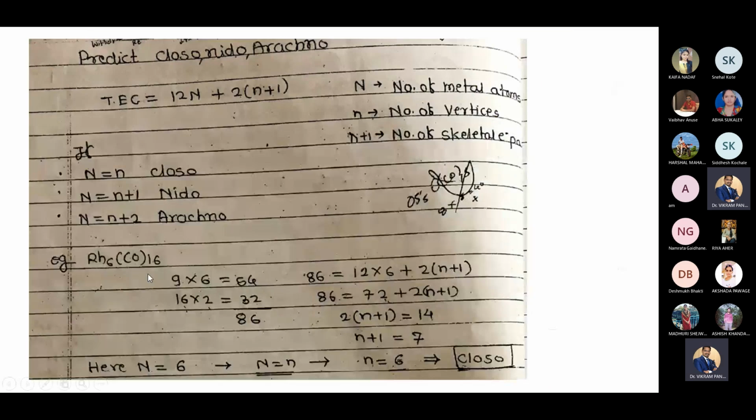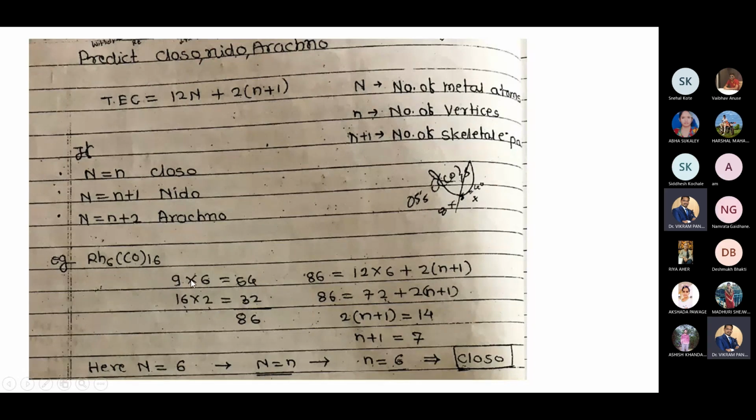D7 plus 2 electrons from the s orbital, so it will become the D9 system. You have to multiply it by 6, and you will get 54. What we are doing is calculating the total electrons. Total electron count is equal to 9 into 6, which is 54, right? And you know that 16 means these are the ligands. 16 into 2 is equal to 32.